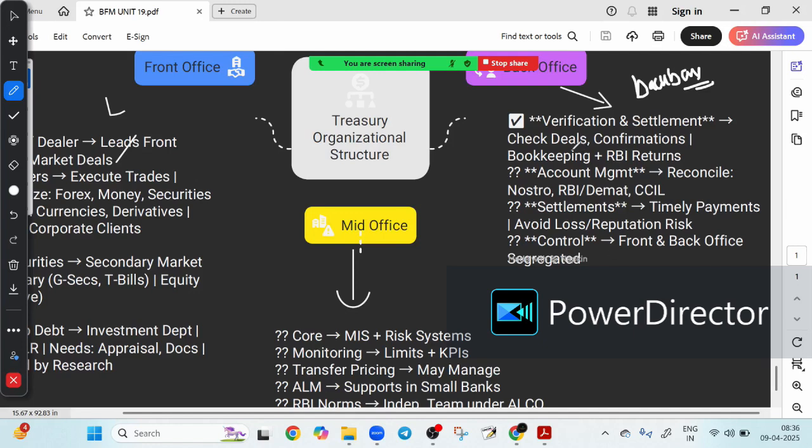So it handles the trade verification, the trade settlement, and account reconciliation, and it manages the bookkeeping, RBI returns, as well as ensuring timely payment. Most importantly, it helps mitigate legal and reputational risk. It also ensures that front and back office roles remain segregated, avoiding conflict.